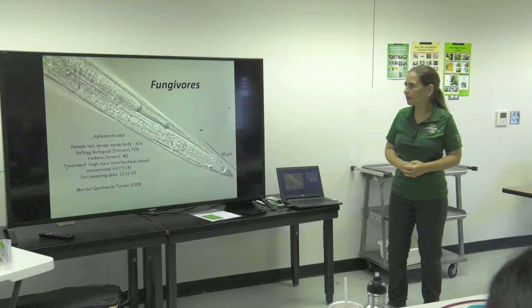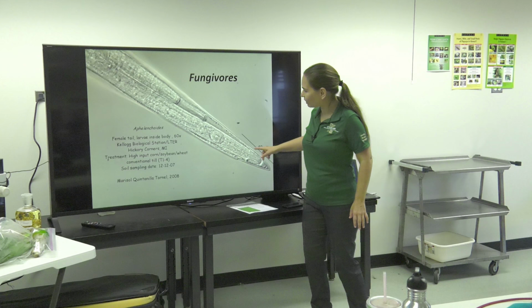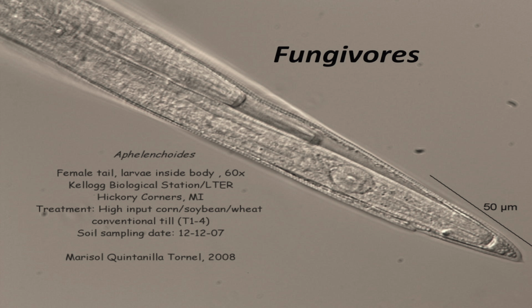Okay, fungivores feed on fungi. And this one is a funny picture, actually. This is a fungivore nematode. And the female, the one that you see here, this is the tail, is dead. And the eggs inside of her hatched. And there you can see one, two, three young inside her. So at one moment, she will burst open. And all her babies are inside.